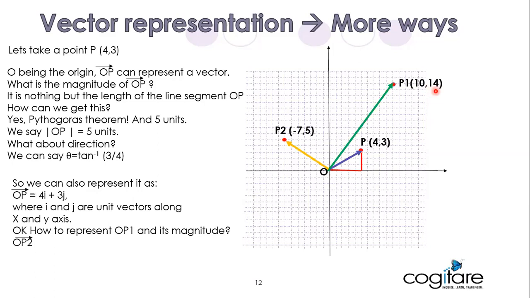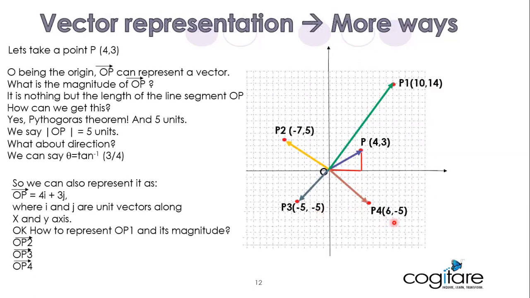10i plus 14j. Likewise, OP2 would be minus 7i plus 5j, and OP3 would be minus 5i minus 5j, and OP4 would be plus 6i minus 5j. So in this way, we can represent vectors. This is the second way to represent vectors.